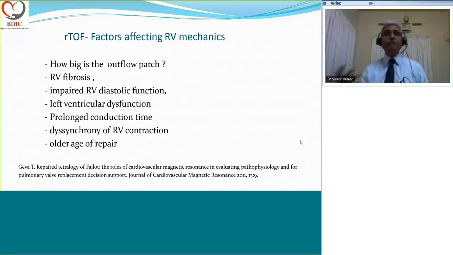And the factors that affect RV mechanics in repaired tetralogy of Fallot, directly related to surgery, if you want to enumerate: how big is the outflow patch? How much fibrosis of the right ventricle is there? How much impaired is the RV diastolic function? What is the level of left ventricular function? How much is the conduction time, that's the AV conduction time and the interventricular conduction time? The dyssynchrony of the RV contraction. And what was the age at which the TET repair was done?